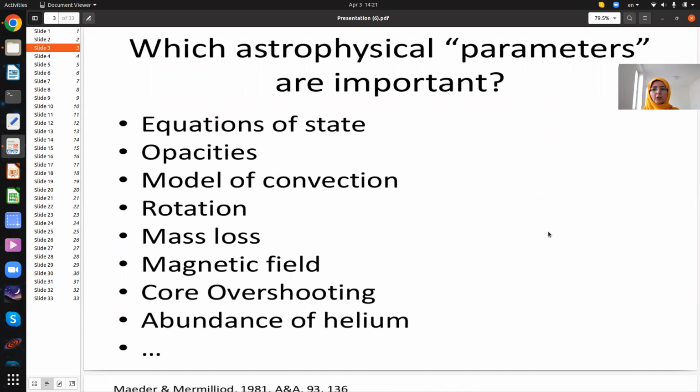Which astrophysical parameters are important? Equations of state, opacities, model of convection, rotation, mass loss, magnetic field, core overshooting, and abundance of helium.